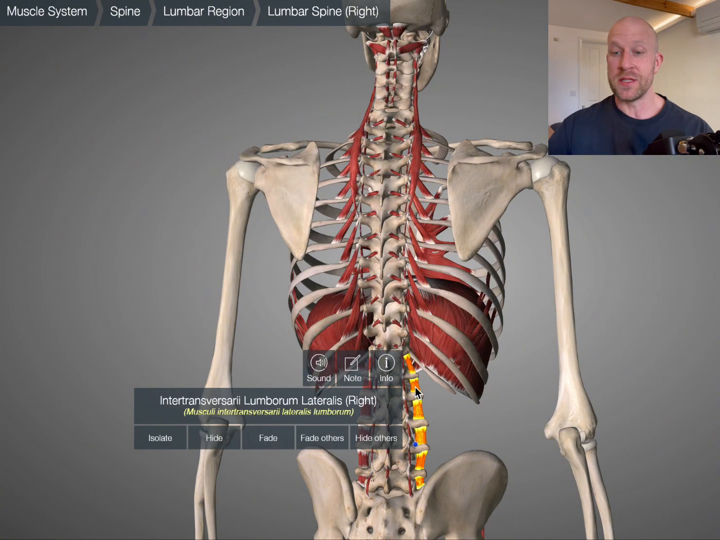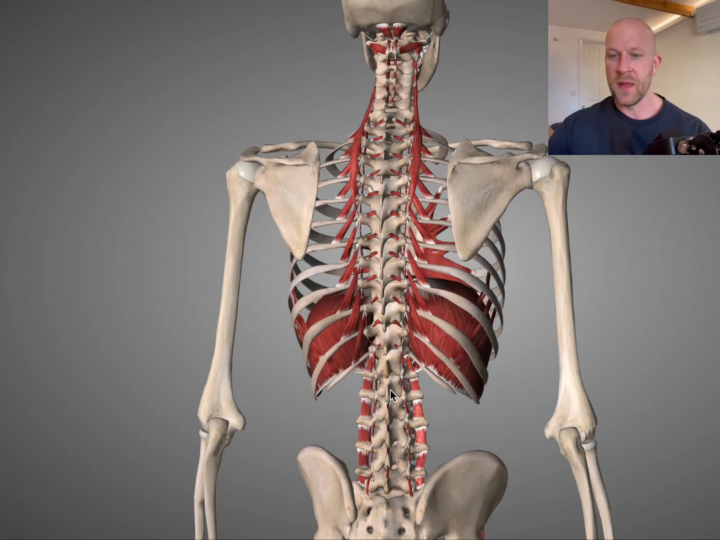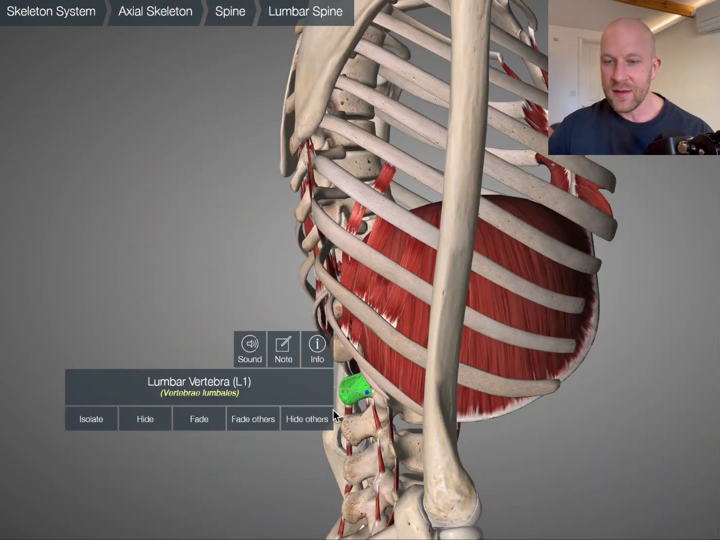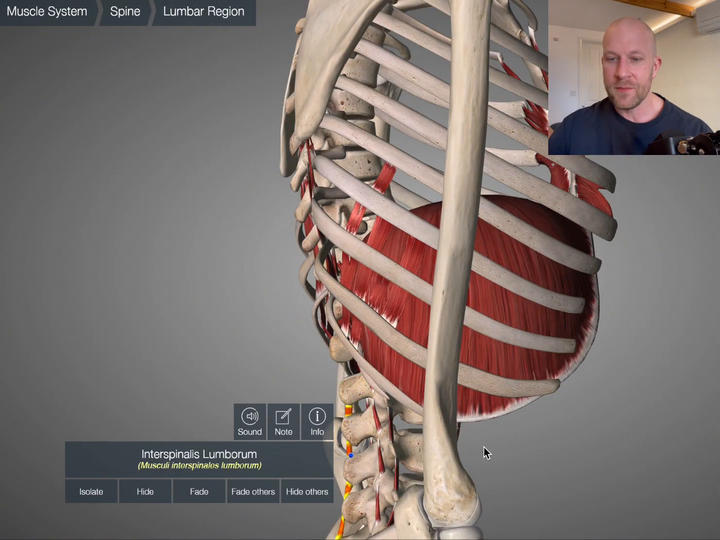Two other muscles on this deep unit. We've got intertransversarii. Say it with me 3 times fast. Intertransversarii. The clue's in the name. They are the muscles that connect the transverse processes of the lumbar spine, at least. And then we've got interspinalis. I'm going to have to zoom to get to that. There they are. Tiny little muscles.